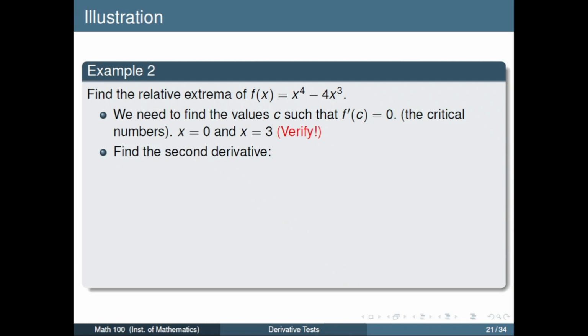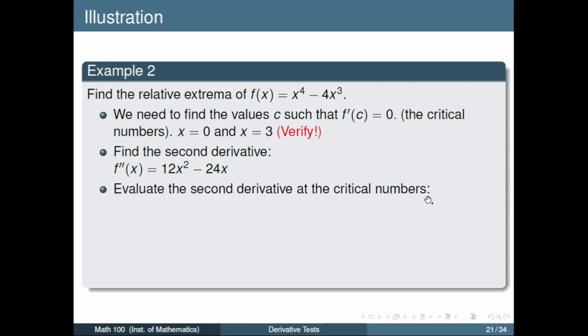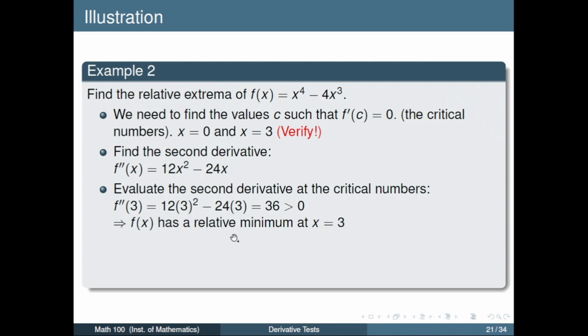Get the second derivative. Okay, ang first derivative nito, 4x cubed minus 12x squared. If you differentiate that once more, you'll get 12x squared minus 24x. Okay? Then, evaluate natin sa second derivative. F double prime of 3, if you check, should be equal to 36, which is positive. So, again, pag positive, we have a relative minimum. Therefore, f of x has a relative minimum at x equals 3.